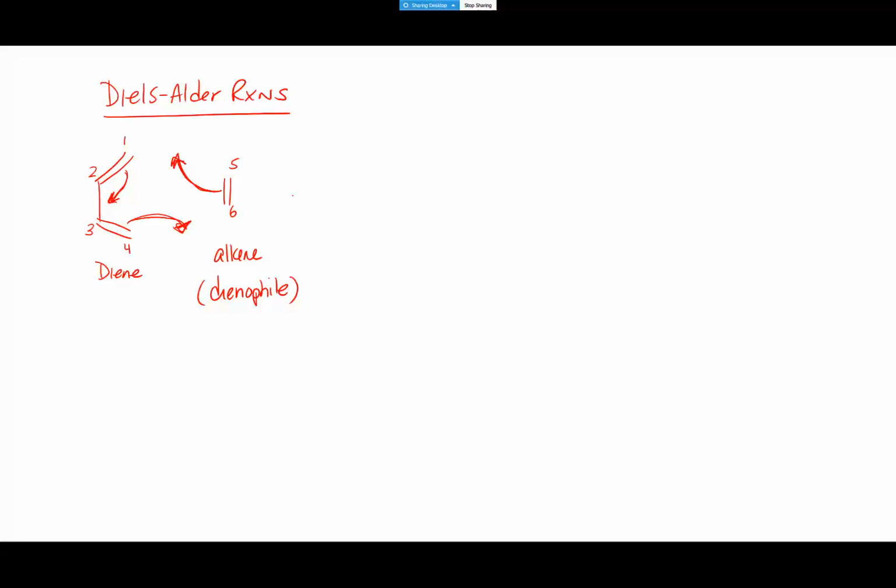I like to number my diene from 1 to 4 and my alkene 5 and 6. Because my final product is going to be a 6-membered ring with carbons 1, 2, 3, and 4, and then 5 and 6, and the double bond will always be formed between carbons 2 and 3.